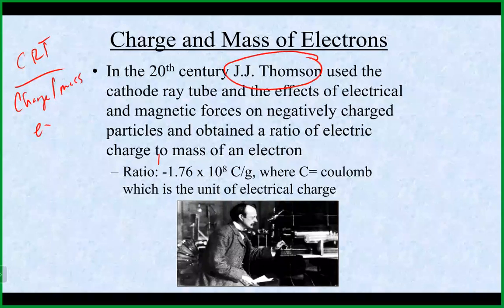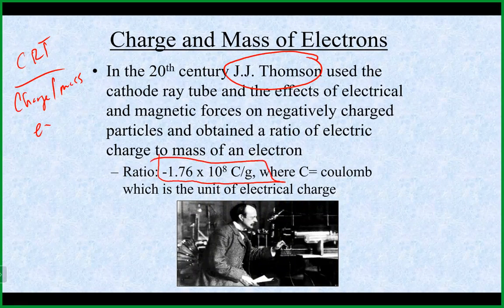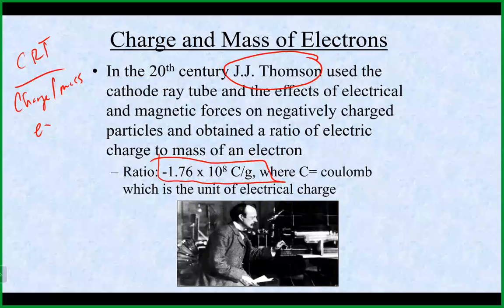And that ratio was minus 1.76 times 10 to the 8 C, which is a coulomb, a unit of electrical charge, per gram. So charge to mass of an electron. And this was a good understanding of our electron, and further understanding of the electron came with another really important experiment. This one was done by a guy named Millikan. And Millikan did what is sometimes referred to as the oil drop experiment. So let's take a look at that here.